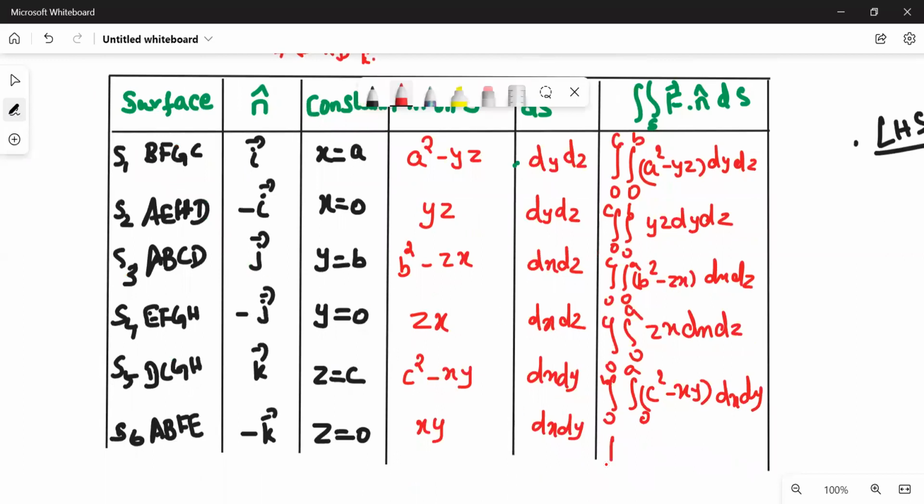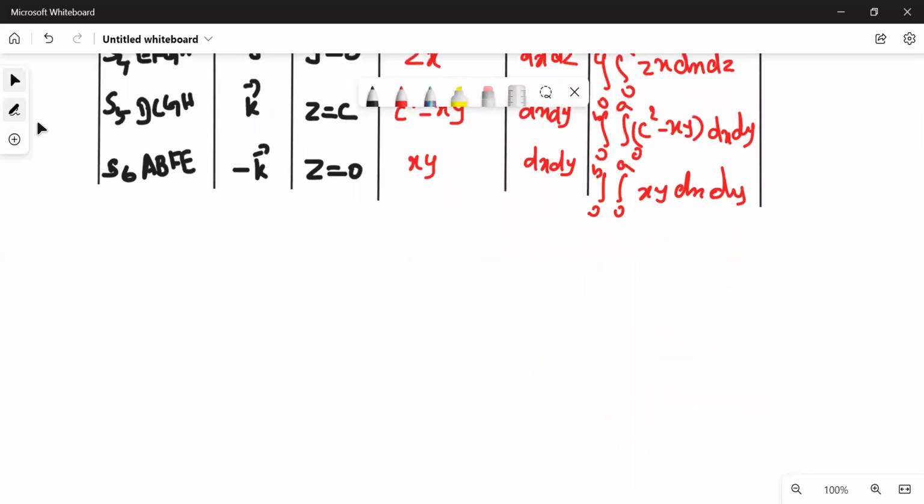Sixth surface, it is double integral xy dx dy. The limits are 0 to a, 0 to b. So now the left hand side of Gauss divergence, what is left hand side? Double integral f dot n cap ds over the surface S.